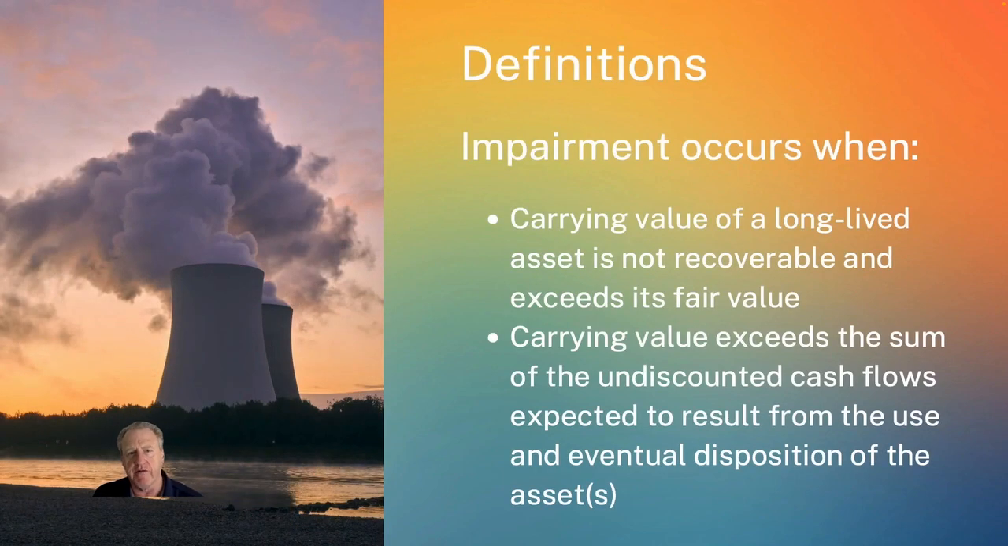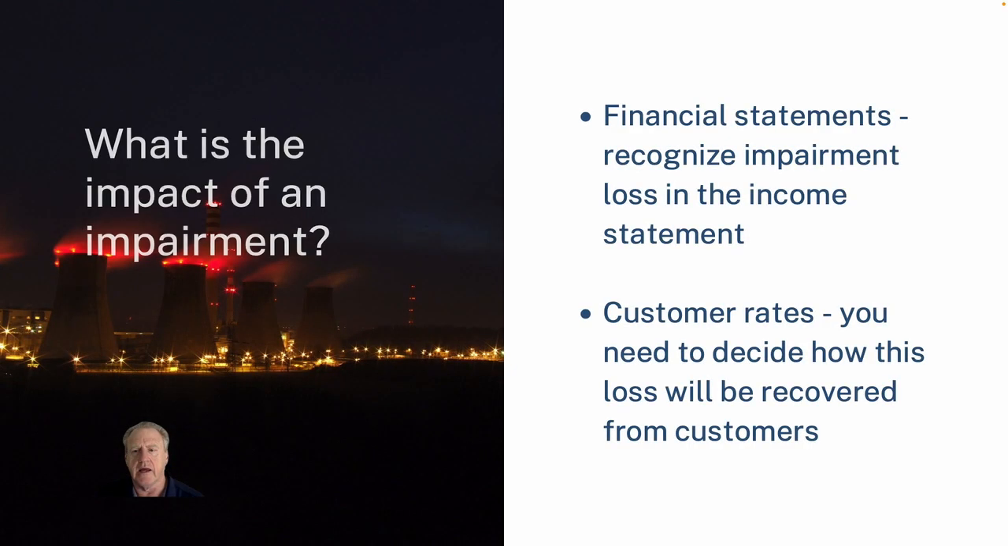The definition of an impairment according to ASC 360 is this: the carrying value of a long-lived asset is not recoverable and exceeds its fair value. So the amount on your books of the asset is higher than the fair value of the asset. And the carrying value exceeds the sum of the undiscounted cash flows expected to result from the use and eventual disposition of the asset. If that's present, in other words, that carrying value is higher than those undiscounted cash flows, then you do an impairment.